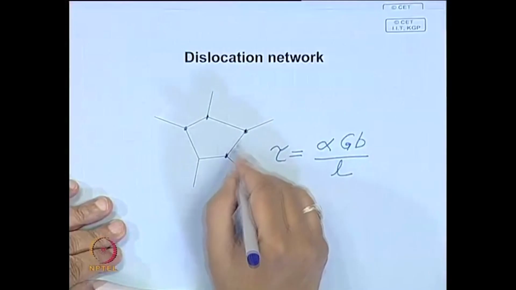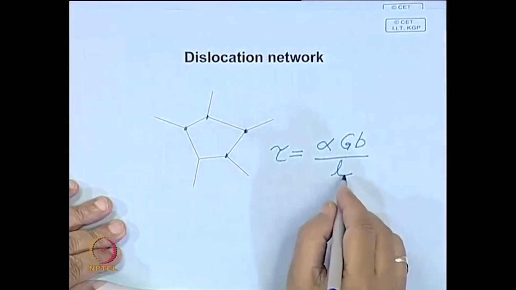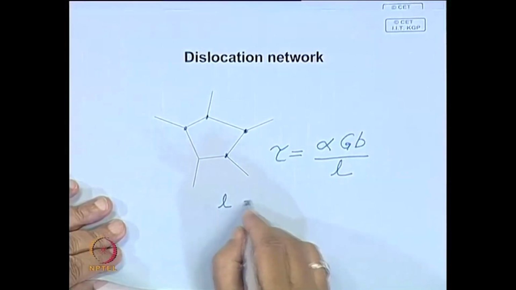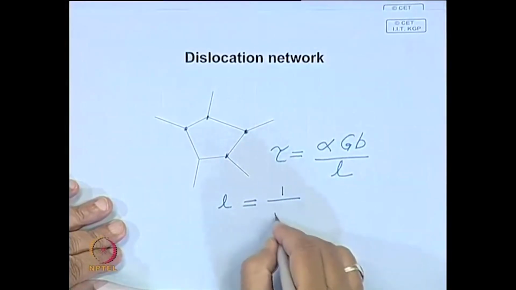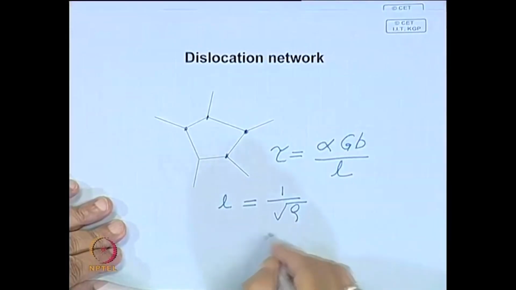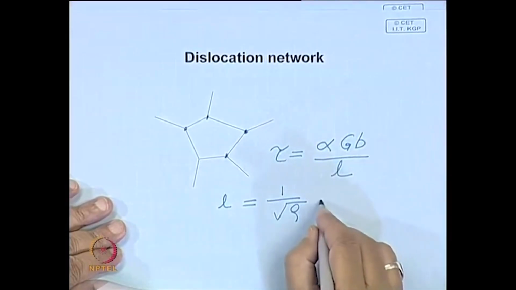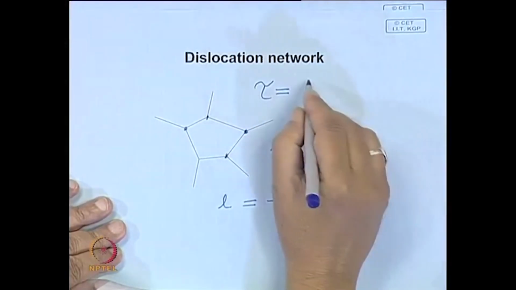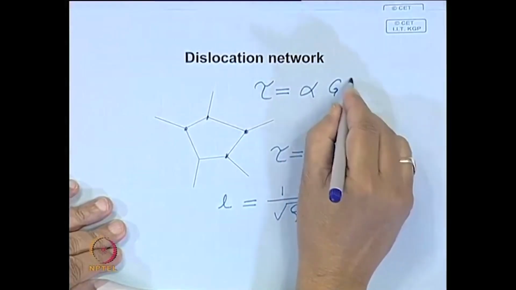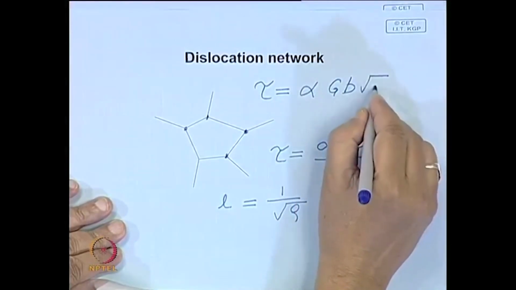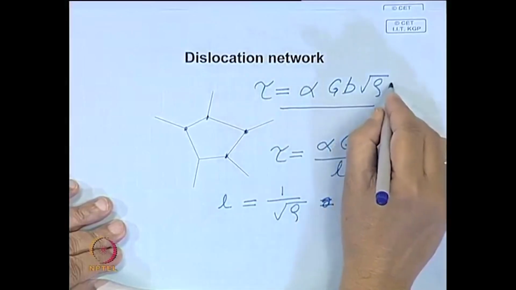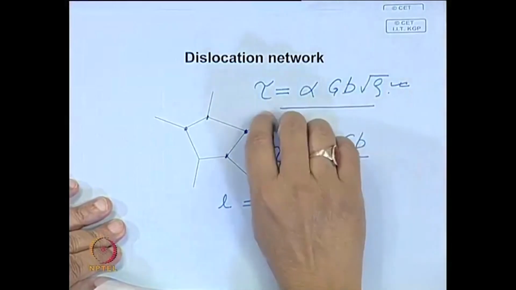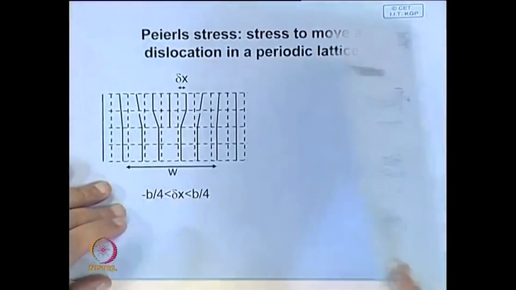length. And it is quite easy to show that L is actually equal to 1 over root of the dislocation density. So, therefore, we can say that tau, that yield stress, is equal to G b root rho. So, that means as the dislocation density increases, the shear strength of the material increases.